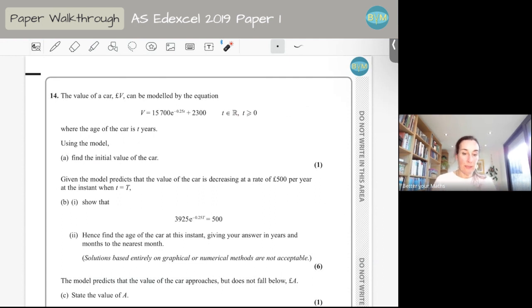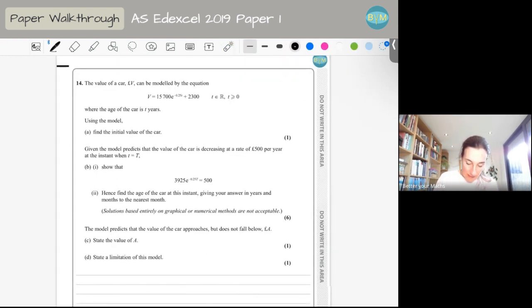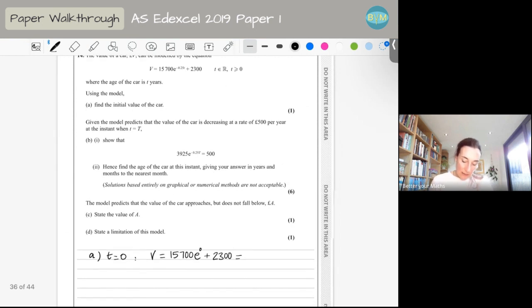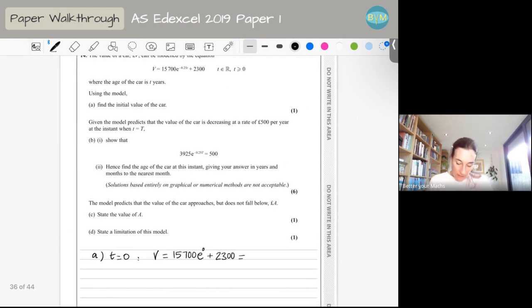The initial value of the car is when t is 0, because we know t is the number of years. So let's make t equal to 0 in that model. We are just going to sub in. V is going to be 15,700 e to the power of 0, because t is 0, plus 2300. E to the power of 0 is 1, and then we have 15,700 plus 2300, which is 18,000 pounds. Always write units when you have units.